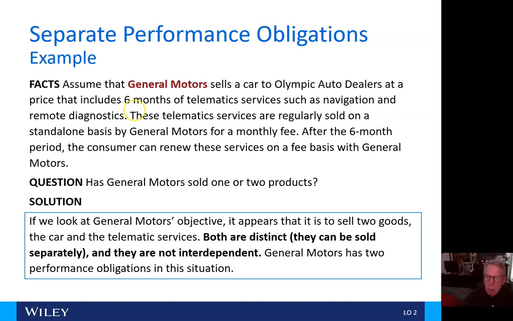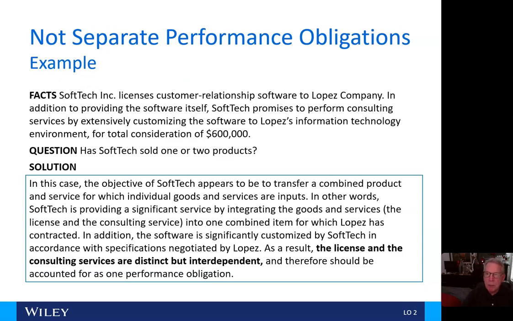If we look at General Motors' objective, it appears that it is to sell two goods, the car and the telematic services. Both are distinct. They can be sold separately, and they are not interdependent. General Motors has two performance obligations in this situation.